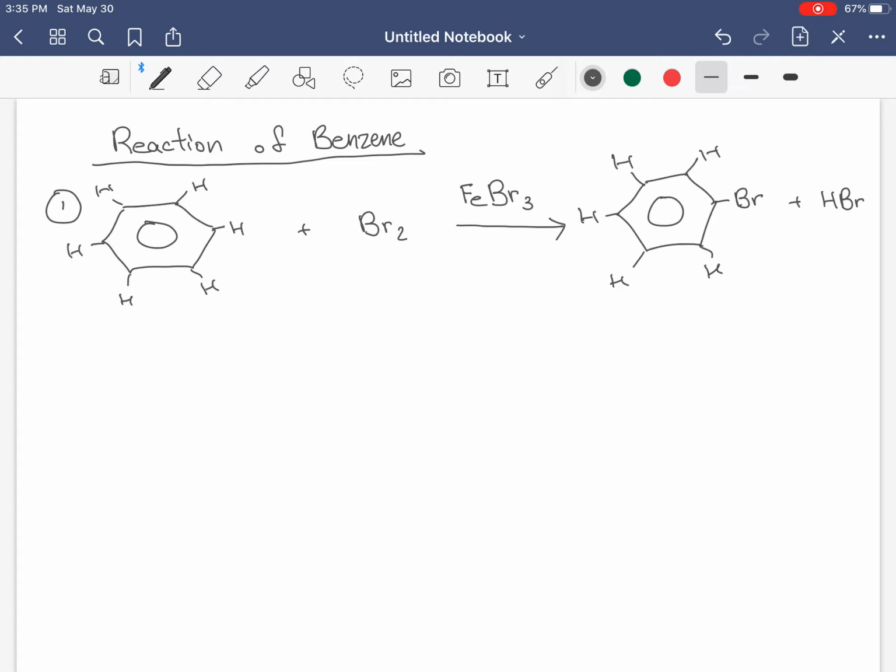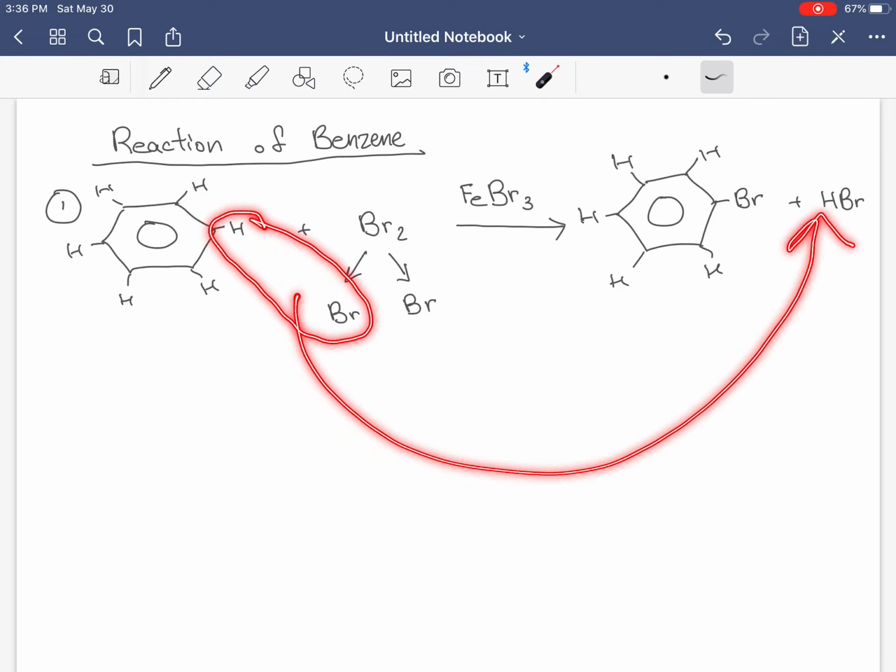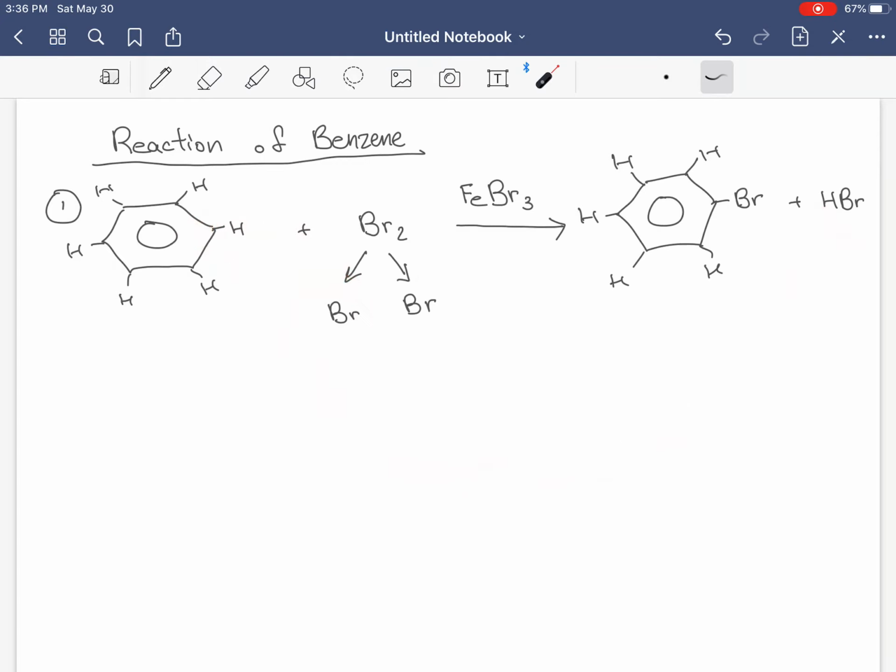Okay, so let's take a look at a simple mechanism here. So bromine will actually break apart to give you 2 bromine. And I guess what you can see is these two are going to come together to form HBr, leaving this carbon and this bromine all alone. And hey, bromine, come to us. Let's get together and form bromobenzene.